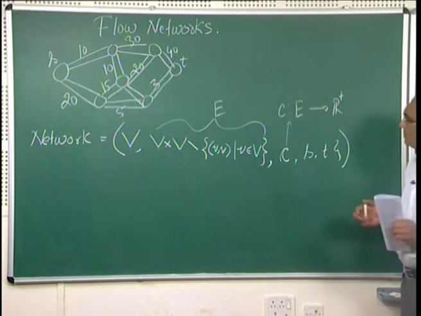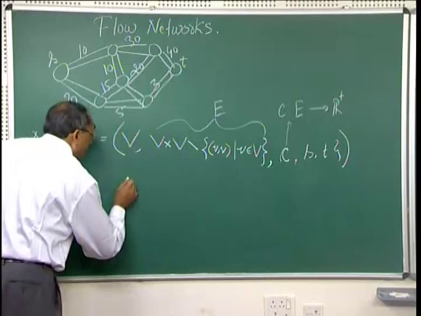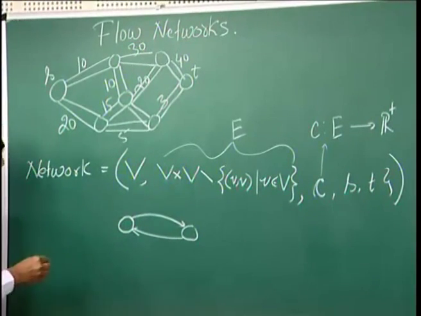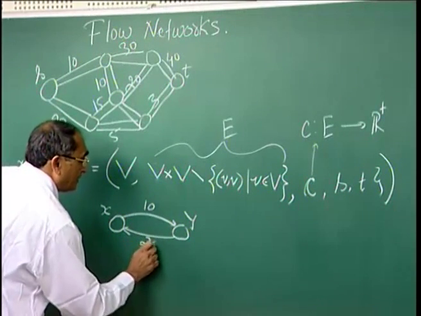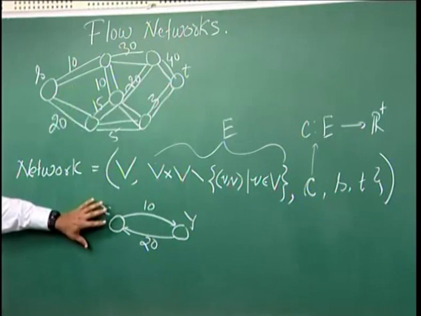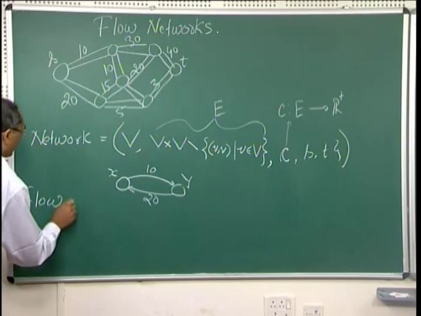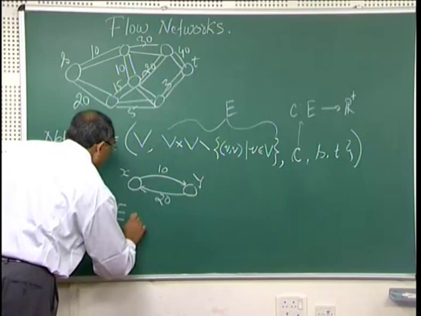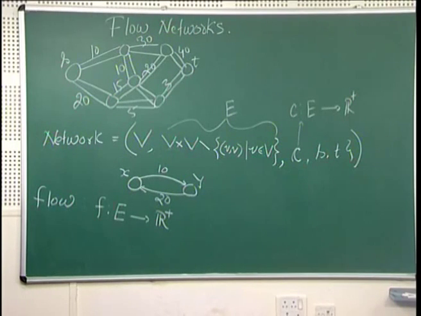Now, this allows for having different capacities in edges between the same pair of vertices. So let us suppose this is x and this is y. I can have a capacity 10 here and 20 here. So this is how it slightly generalizes this picture. Now let us try to define the concept of flow. So flow is a function, again f is also a function from the edge set to non-negative reals, subject to the following conditions.